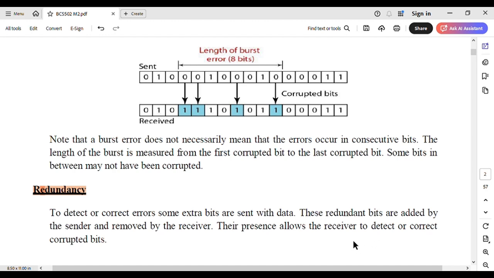So in addition to the input data, extra bits are added by the sender and then have to be removed by the receiver. From those bits the user can understand whether the data has been modified or not. This much of an answer we need to write with respect to this type of question.